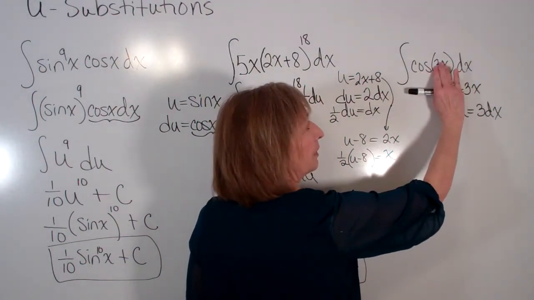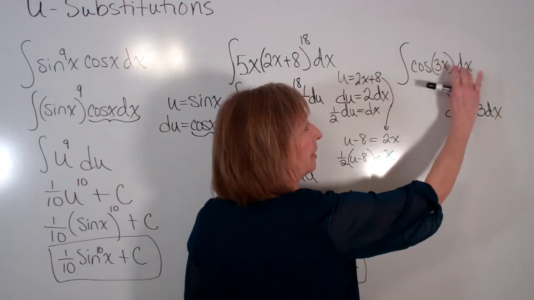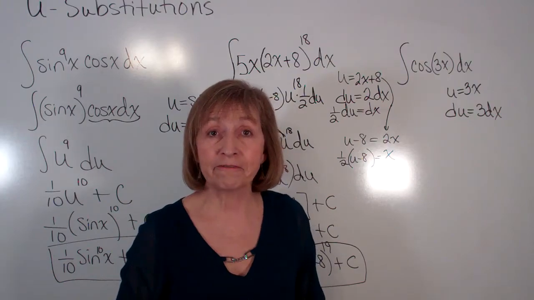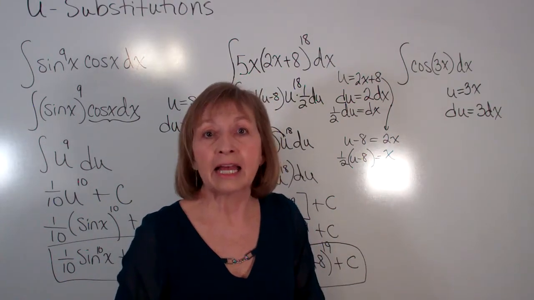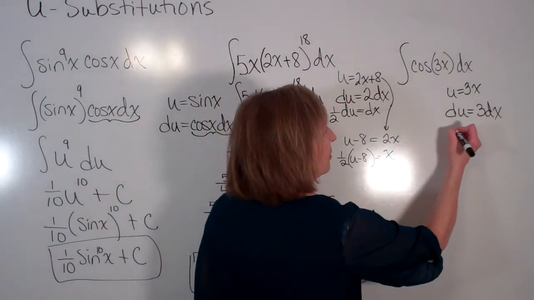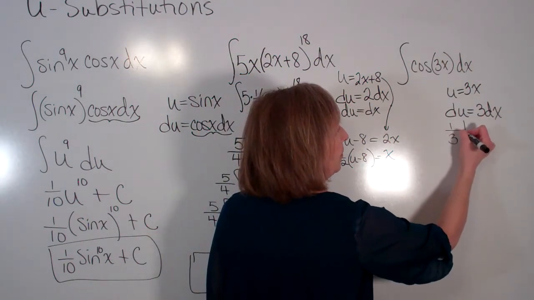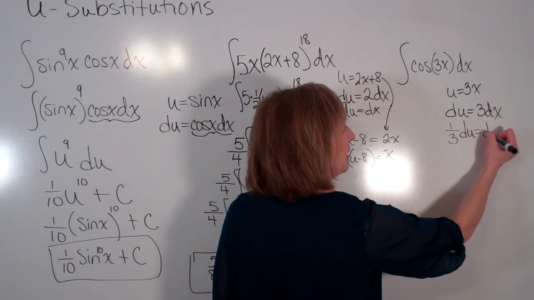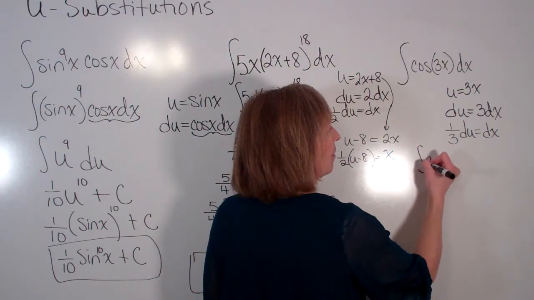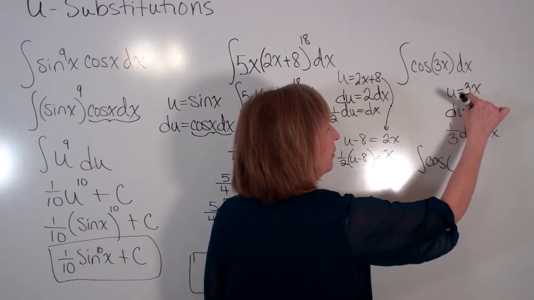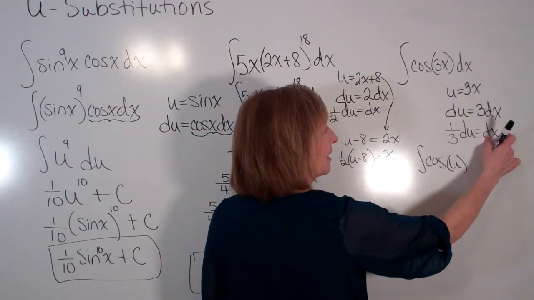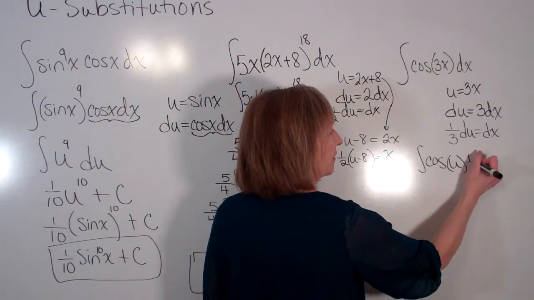Now if I make my replacement there, I'll have cosine u, but this is dx and that's 3 dx. A number factor that's not matching with your original integrand, you can divide to the other side. So I have 1/3 du is what the replacement is for dx. So now with our integral, we have the integral of cosine of u, and then take out the dx, 1/3 du goes in its place.